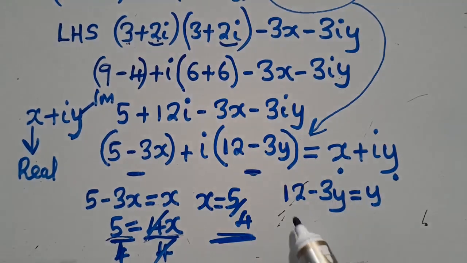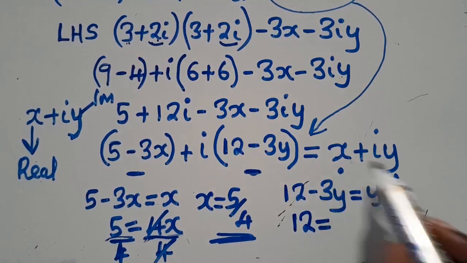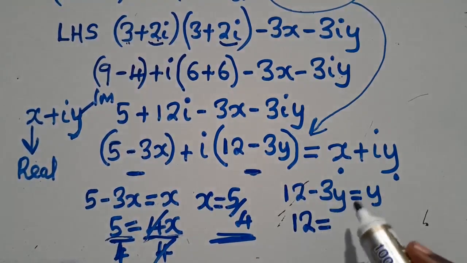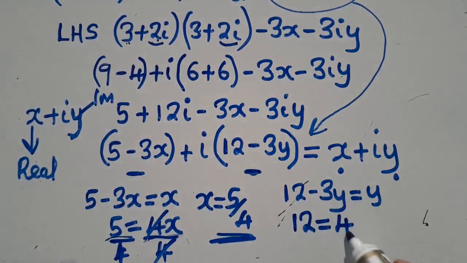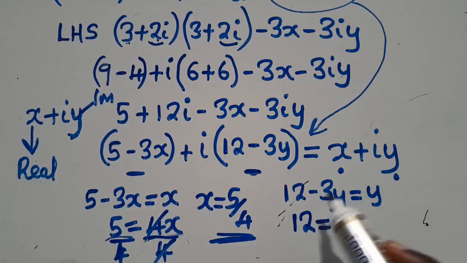So here you solve this. You are going to get 12 is equal to, when this one goes that side, it becomes positive. So y plus 3y, you get 4y.